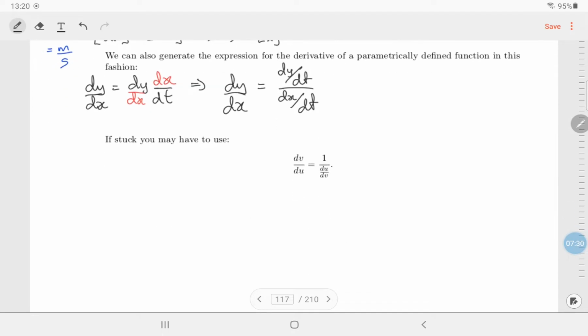Now, one thing you might have to use is that dv/du is 1 over du/dv. Why that's true is a little bit messy. You're just going to have to take my word for it. I'll show you where it might come up.